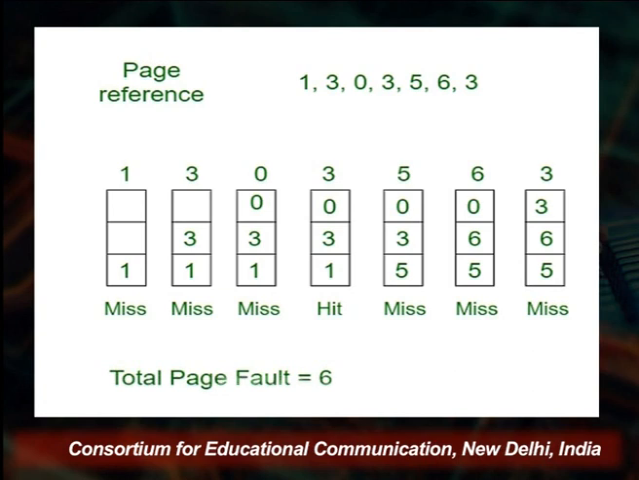Then we have the request for 3. 3 also results in a miss because presently only 1 is there. So 3 is loaded here after a miss. Then we talk about 0. 0 is also loaded here after a miss. Now again the request for 3 comes up. Now 3 results in a hit because it is already available in the memory. So 3 is a hit.